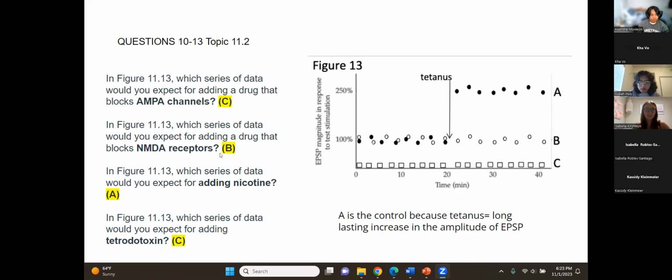And if you block NMDA receptors, your AMPA channels are still there. So you will still get that depolarization. You just won't get the long-term potentiation. So if you block the NMDA receptors, you'll just continue to get this, which is B, because you won't get those extra AMPA channels integrated that allows for that increase in EPSP.